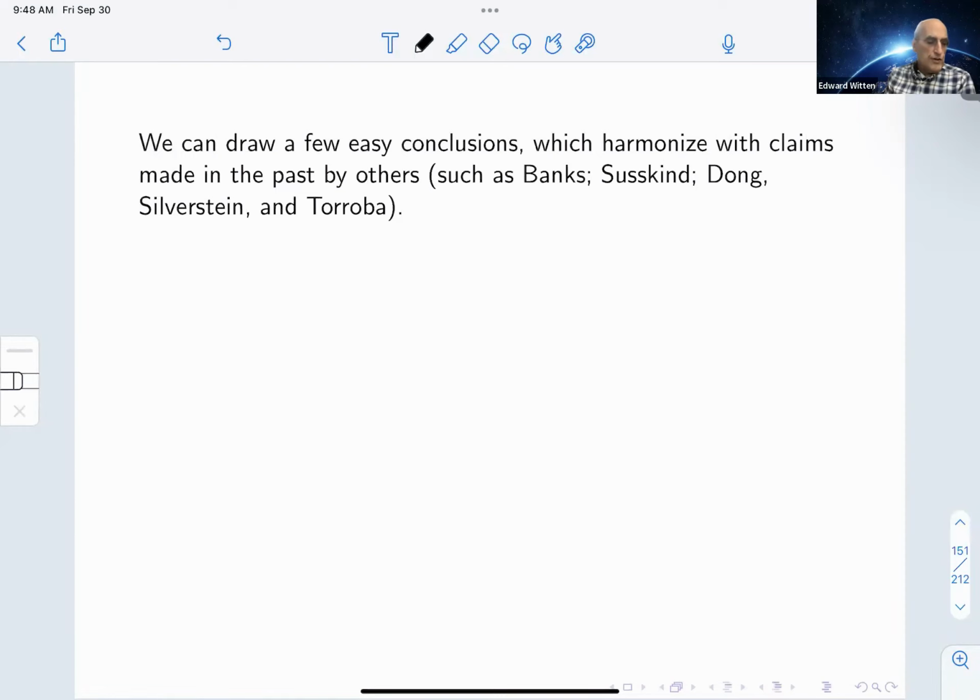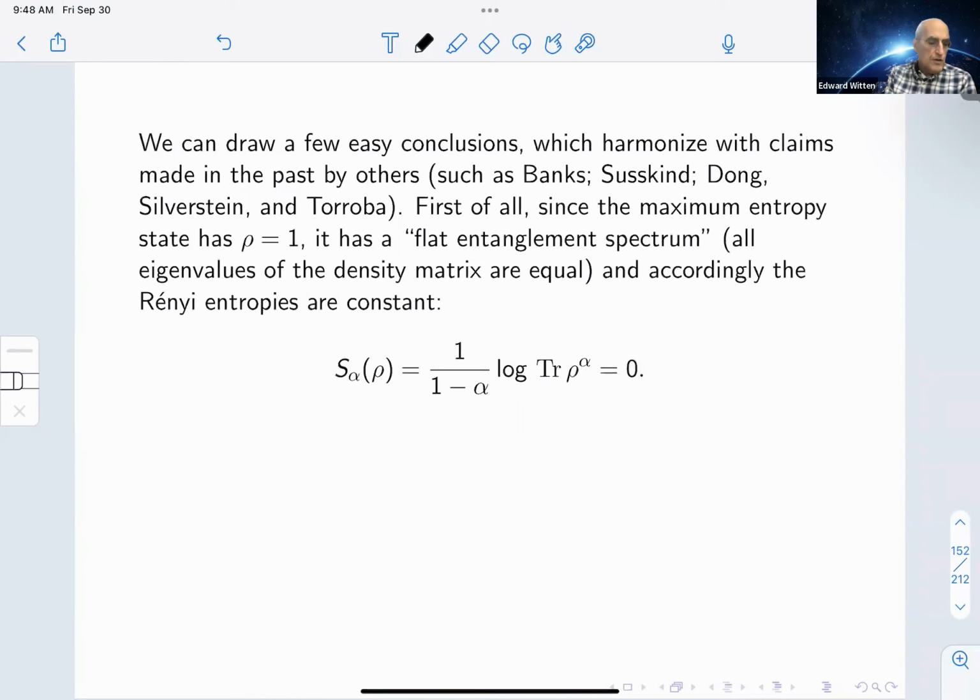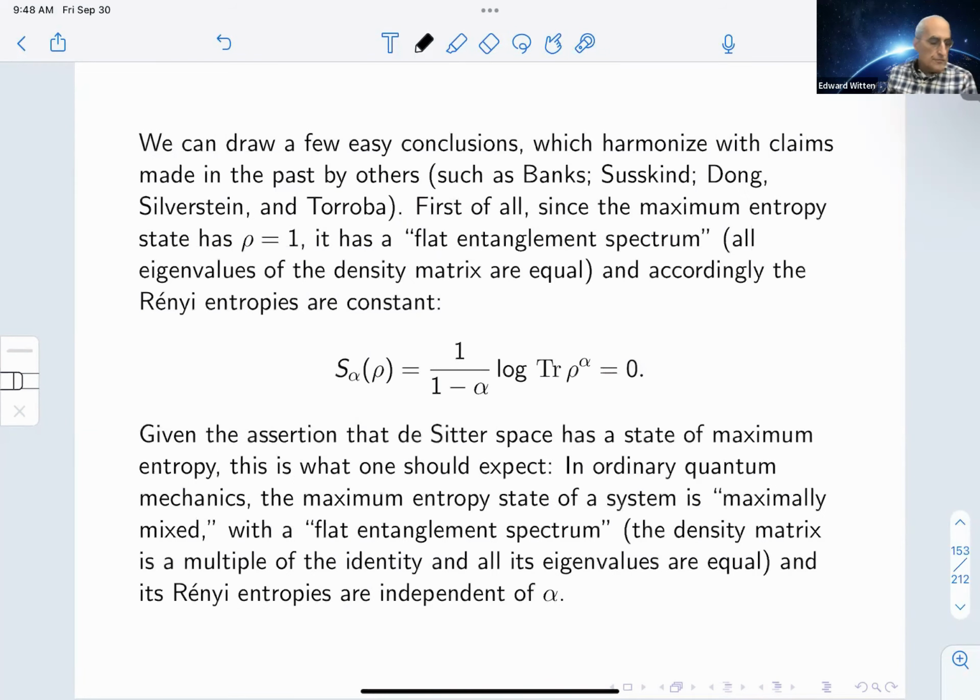So now we can draw a few easy conclusions which harmonize with claims made in the past by several authors. First of all, since the maximum entropy state has rho equals 1, you can compute its Rényi entropies and you find that they're independent of alpha, which was argued for de Sitter space by these authors. And these authors made claims that are related. Given the statement that de Sitter space has a state of maximum entropy, that's what you should expect. In ordinary quantum mechanics, the maximum entropy state of this system is maximally mixed with a flat entanglement spectrum, and its Rényi entropies are independent of alpha.